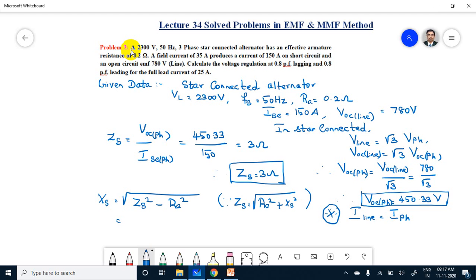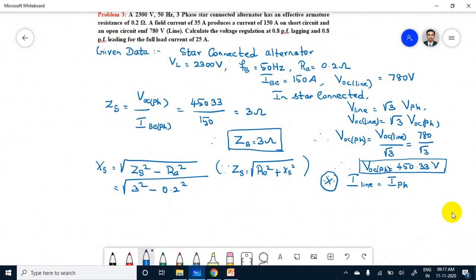Now substitute it. ZS value, how much? It is 3. 3 square minus RA, how much? It is 0.2 square. So what is the answer? 2.99, sir. Good. XS equals 2.9955 ohms. The unit of reactance will be ohms.